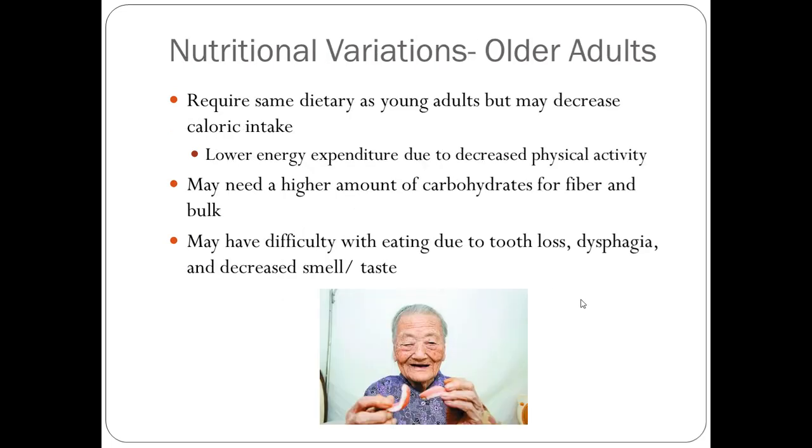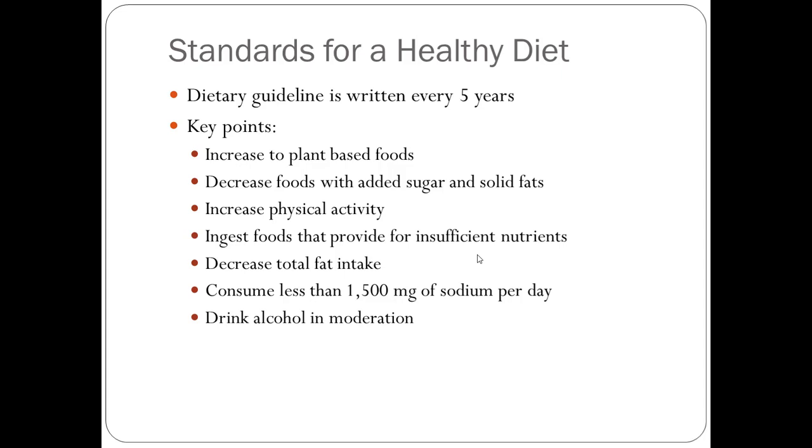Alright, so those are all nutritional variations through each of the lifespans. On to standards for a healthy diet. These are all very common sense. The guidelines are rewritten every 5 years, but they want an increase in plant foods, decreased added sugar, solid fats, increased physical activity, meet the nutritional needs, decrease fat intake, consume less than 1,500 milligrams of sodium per day, and drink alcohol in moderation.